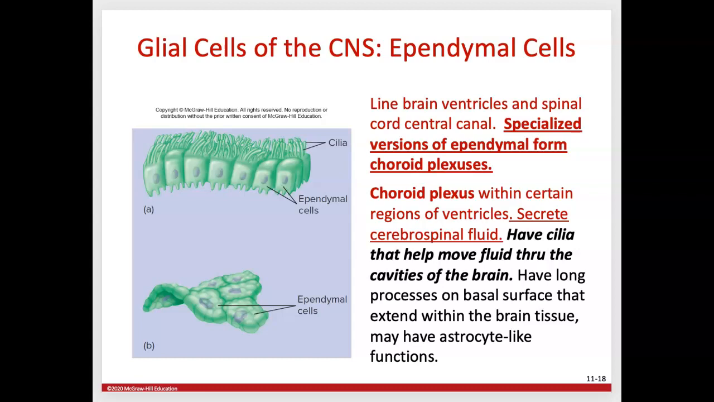The choroid plexus, with the help of these ependymal cells, secretes CSF, the cerebrospinal fluid, which is the fluid found in the brain, around the brain, and through the center of the spinal cord. So these cells are important for the production of CSF, and they are closely associated with what we refer to as the choroid plexus.